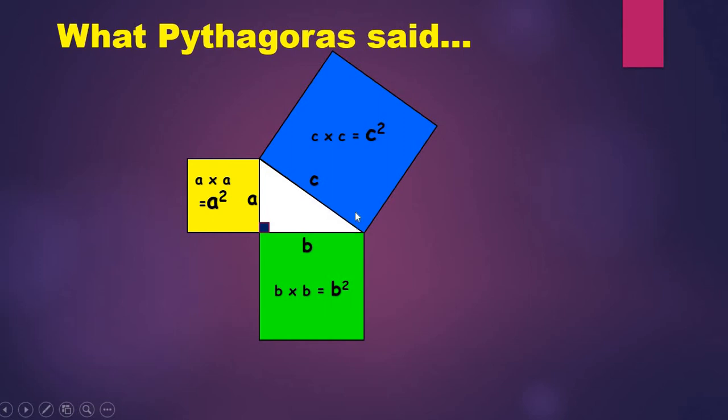Pythagoras found that the area of the square drawn on the hypotenuse is equal to the total area of the two squares drawn on the other two sides. This link is considered as the Pythagoras theorem or relation. The concept can be explained with this equation: a square plus b square equals c square. A square is the area of this square, b square is the area of this square, and c square is the area of this square.